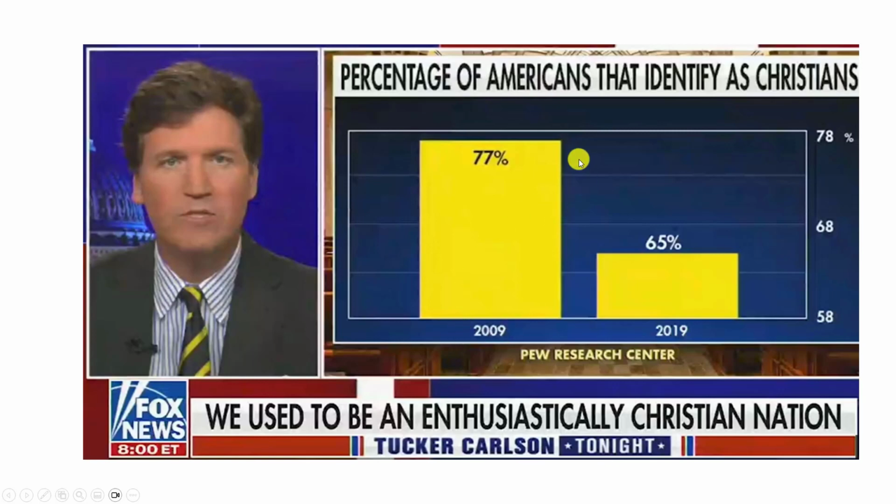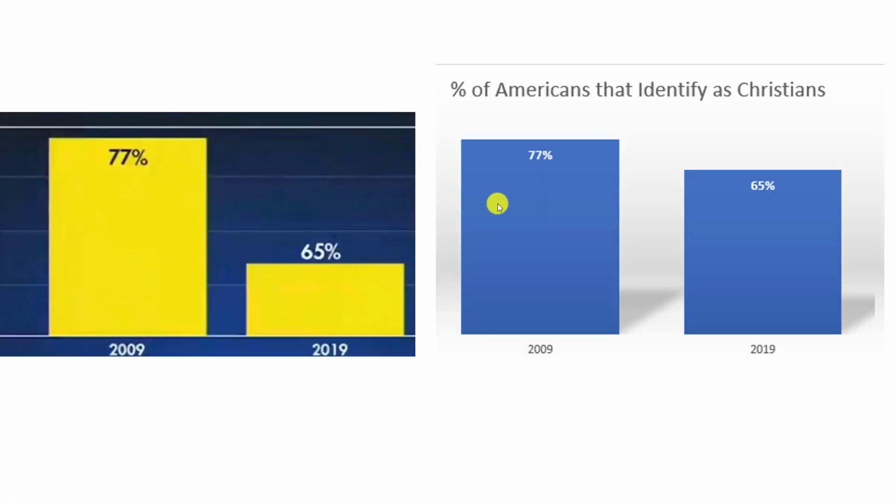In 2009, there were 77% of people who apparently identified as Christian. And in 2019, according to this Pew Research Center poll, only 65% of people identified as Christian in America, right? So the idea here is that there's a huge decrease from 2009 to 2019 of the percentage of Americans that identify as Christian. But the bars make it look like a much more dramatic decrease than there really is in reality. A more accurate way to show this bar graph would be to start at 0.